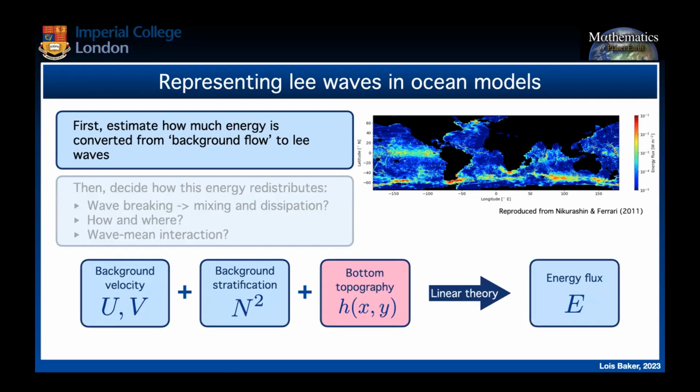So the question of generation. If we know some background velocity near the bottom, u and v, we know some background stratification n squared, and we know some representation of the bottom topography, say h of x, y, then we could just plug those into a linear theory and calculate their energy flux. And so my focus is going to be on the bottom topography as a part of this kind of recipe.